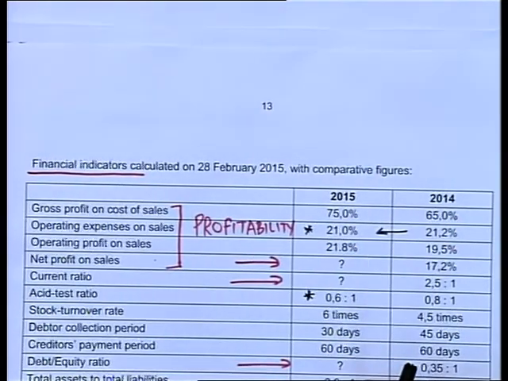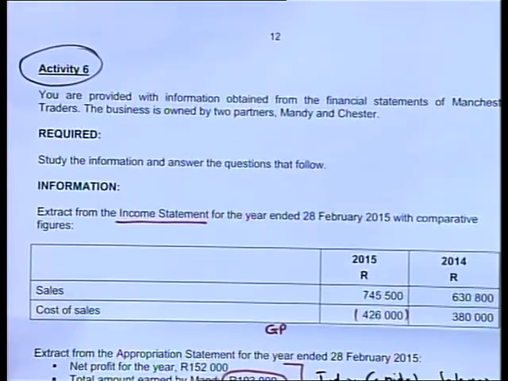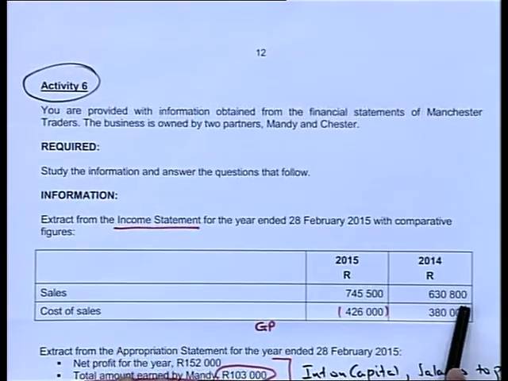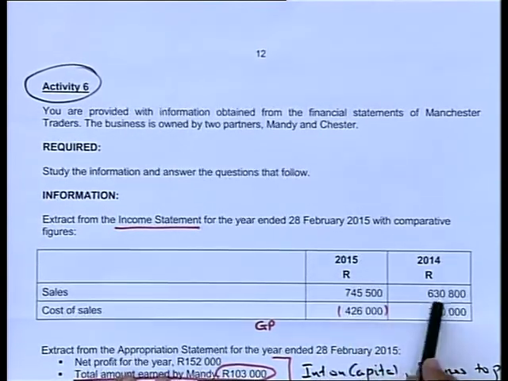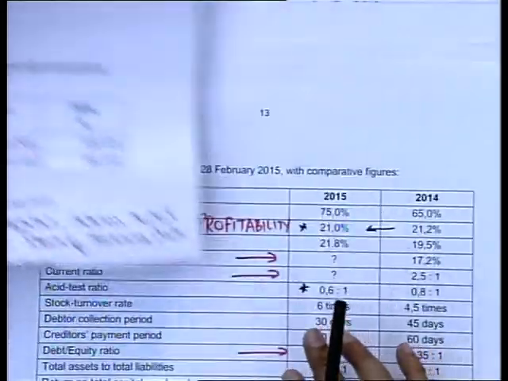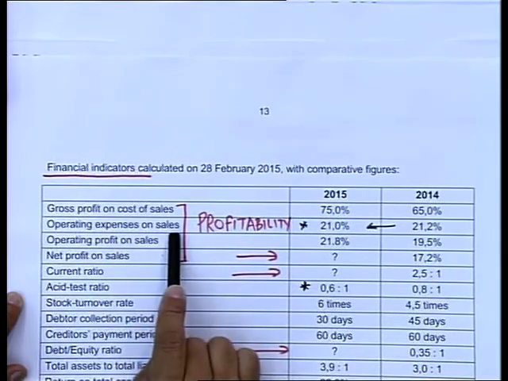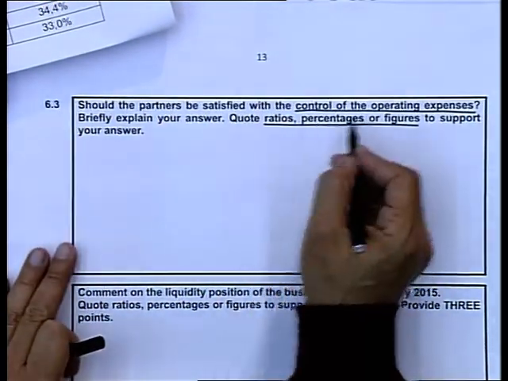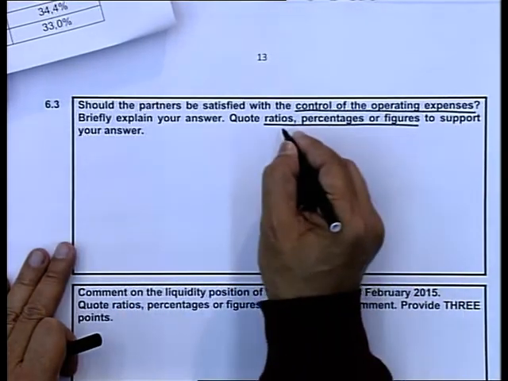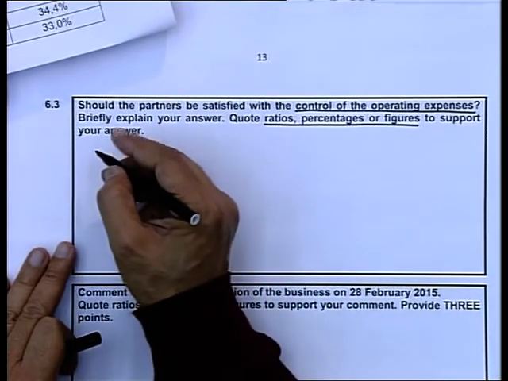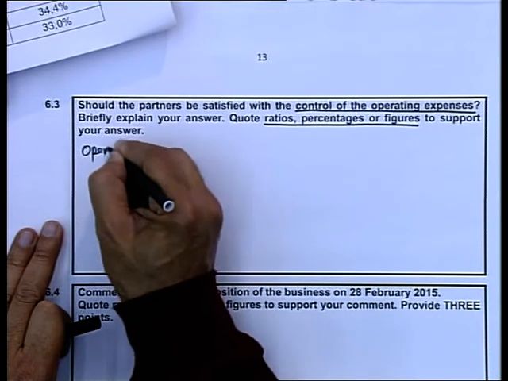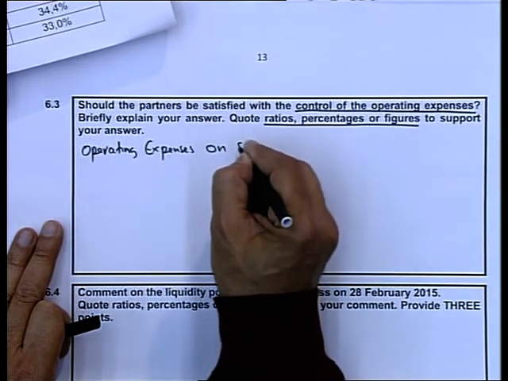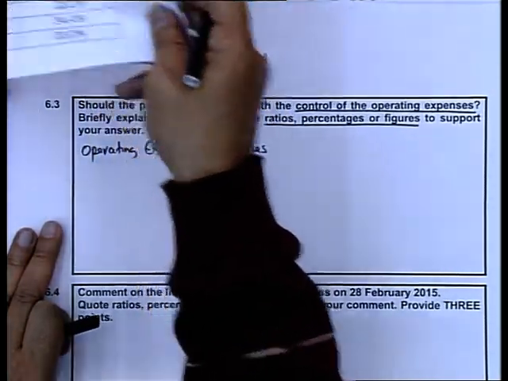Okay? Now we have to look at all of the figures, and then we have to mention something. But we can also look at my sales increase. Okay? So sales increased from 630,800 to 745,500. So I can mention that in my answer, because they're looking for a financial indicator or any figures. Here I have the financial indicator. Okay. So what do I say? Okay, here we go. Right, so we are saying that you have to look at your operating expenses. So we're looking for that particular ratio, or in this case, that particular financial indicator. So it says operating expenses on sales. Right? That's the financial indicator. What happened to that?